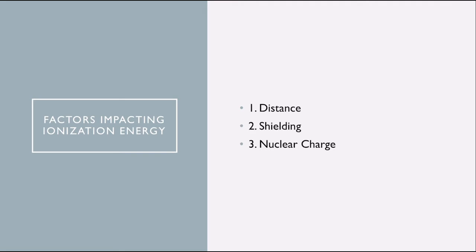Now, there are 3 factors that impact ionization energy. Firstly is distance. As the distance from the nucleus increases, ionization energy decreases. Next is shielding. Electrons that are shielded or further away from the nucleus have a decreased ionization energy. So with an increase in shielding, there is a decrease in ionization energy.